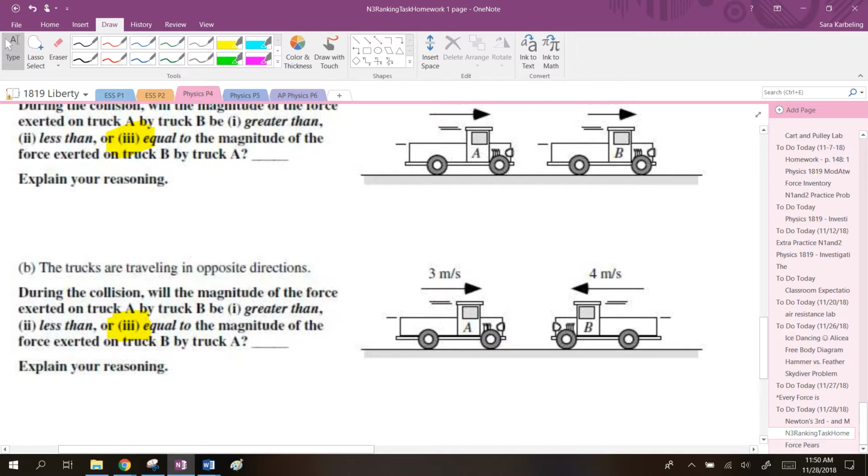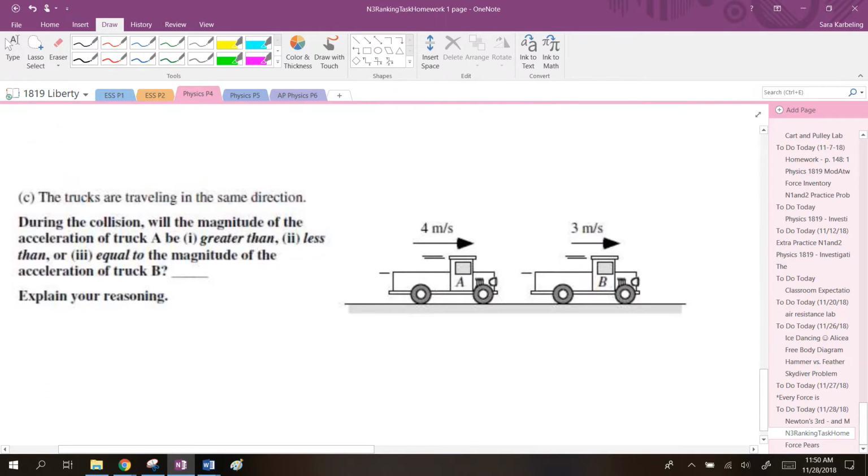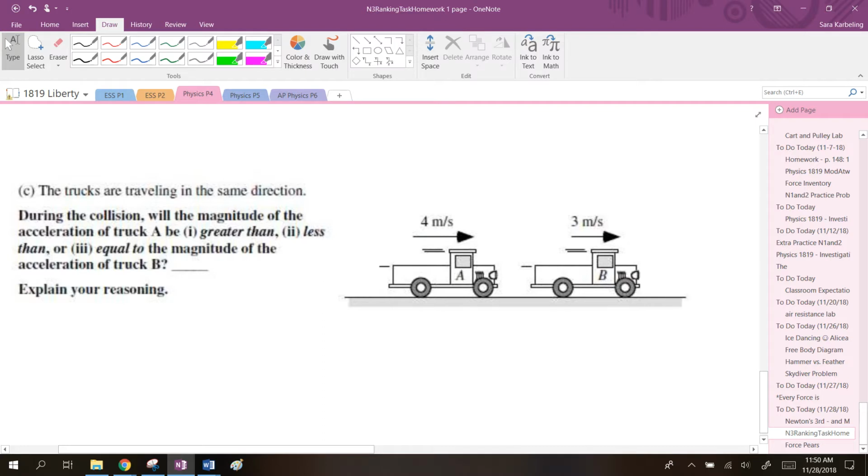Who am I going to pick on here? Monse, you got this one? We're really confused on the last one. On part C? Okay, let's take a look at it together. All right. So question C says the trucks are traveling in the same direction. So this looks like it's the same as part A, I think. During the collision, oh, this one's different, isn't it? It says, will the acceleration of truck A be greater than, less than, or equal to the acceleration of truck B? That's different. They're throwing something different at us.